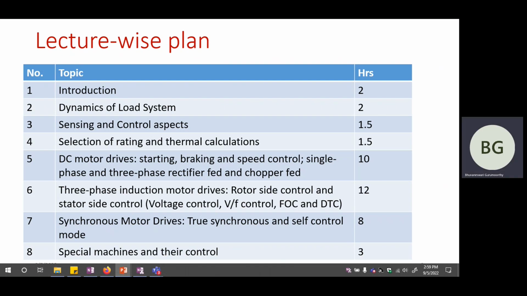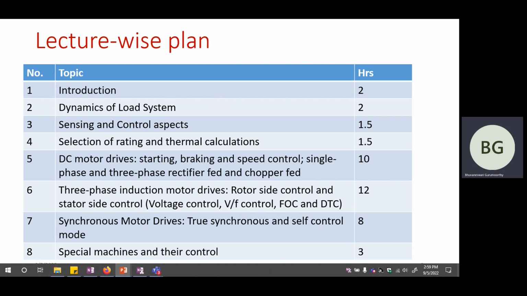So here I'm trying to give you the lecture-wise plan. The introduction will go on for 1 more hour, so about 2 hours I'm going to spend on introducing the electric drive scheme. Then I'll be talking about different kinds of load systems, something like a lift or a fan or an electric vehicle: different types of loads, how they behave, and how their speed-torque characteristics vary. All these things have to be talked about so that we know exactly how we need to control our electric motor as per the requirement of the load.